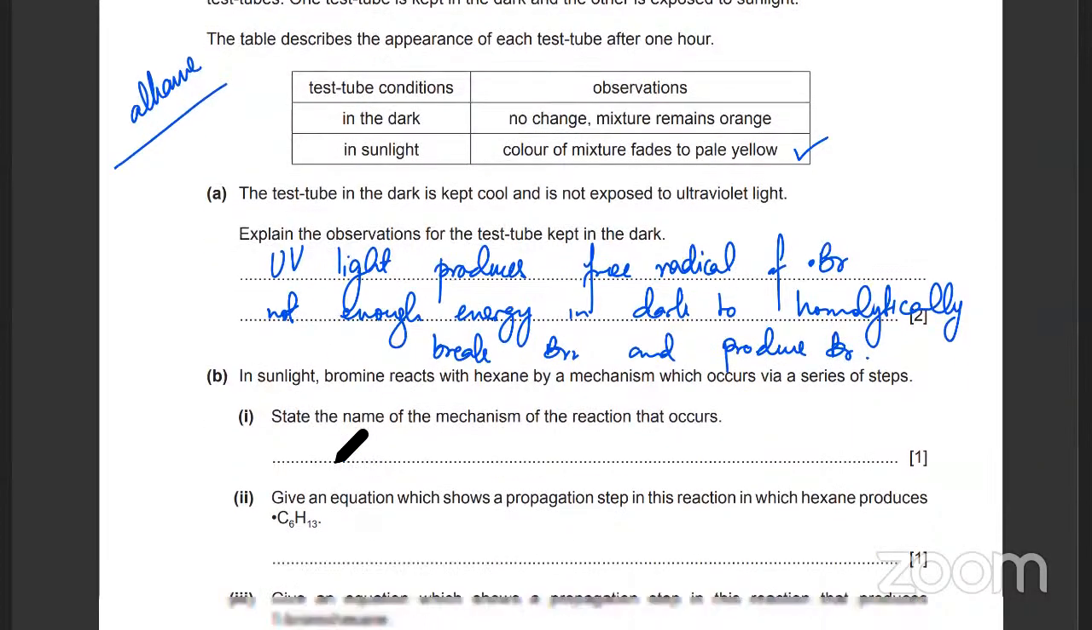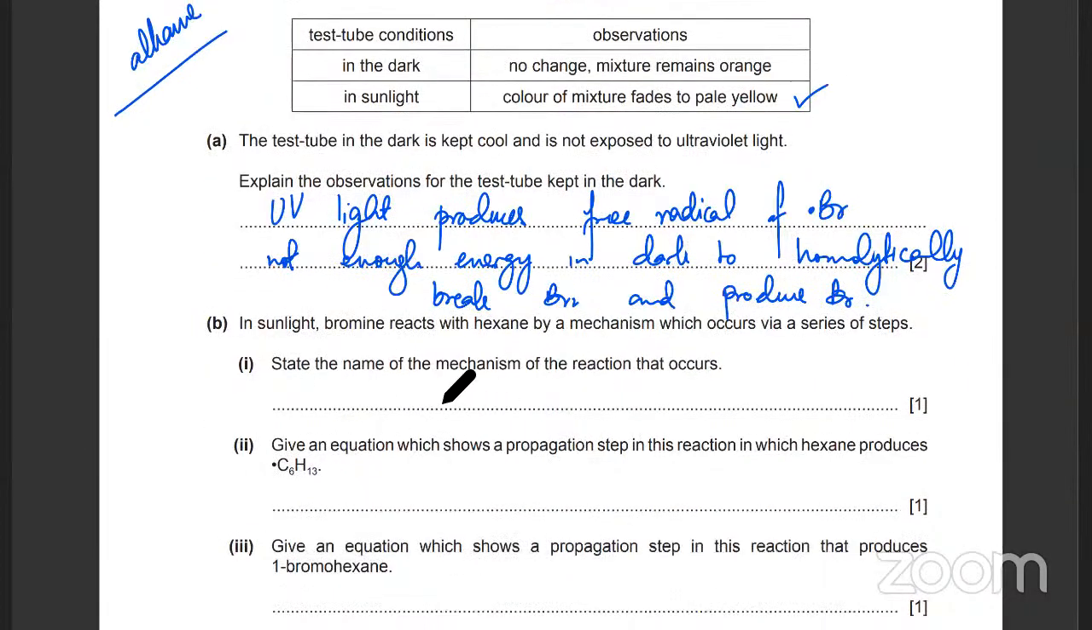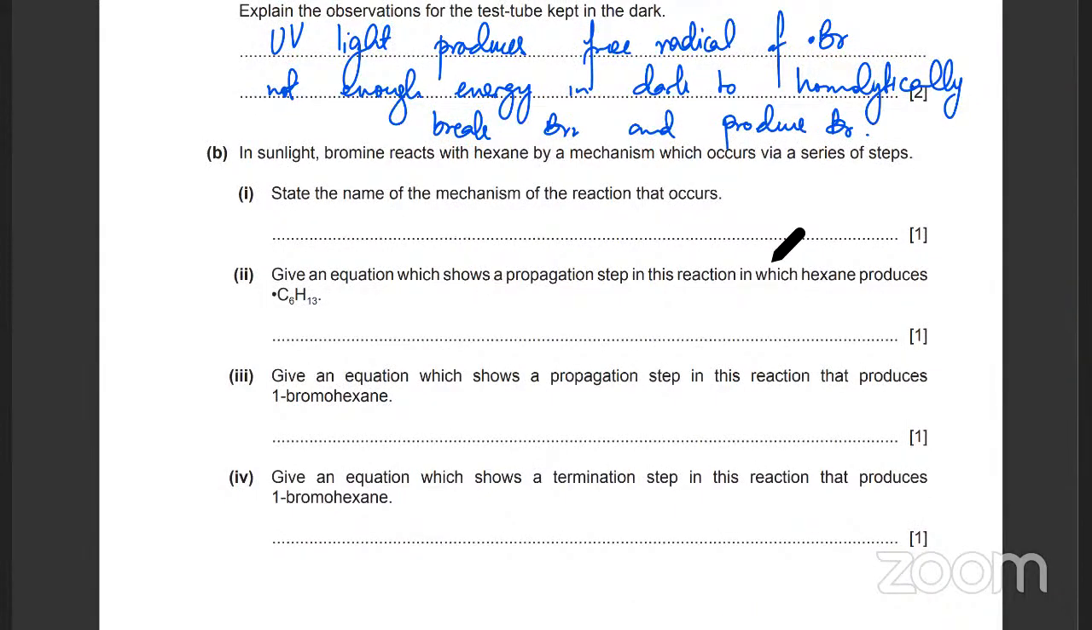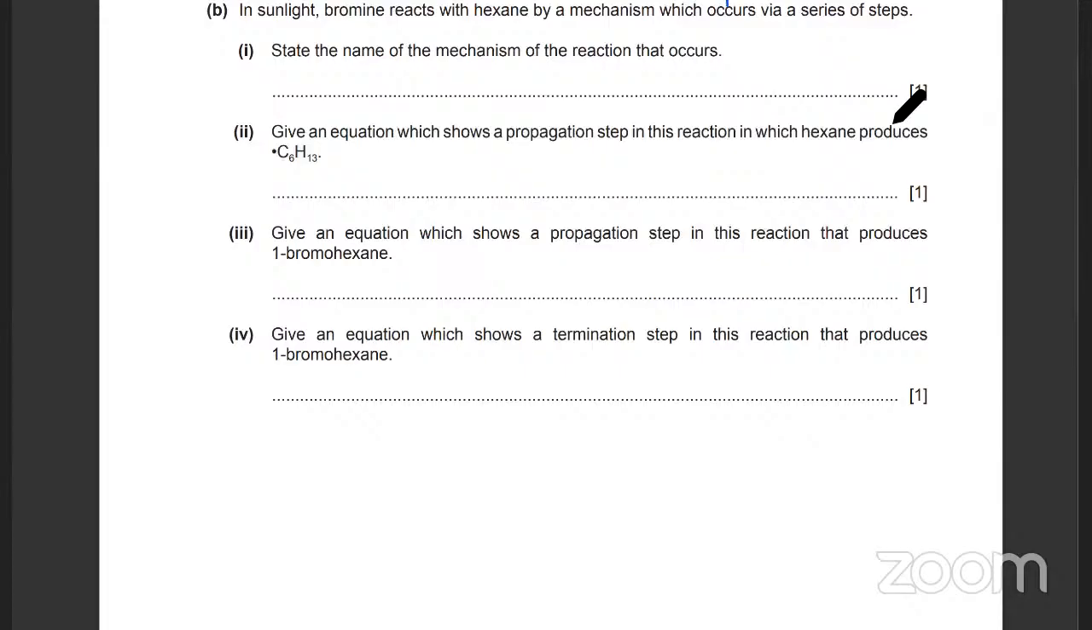So next one is state the name of the mechanism. That's obviously free radical substitution, and give an equation which shows a propagation step in this reaction in which hexane. So I'll go through the whole free radical substitution. So I've got a hexane molecule. Now a hexane is a big molecule, so I can't really draw the whole of it. It's probably C6H14.